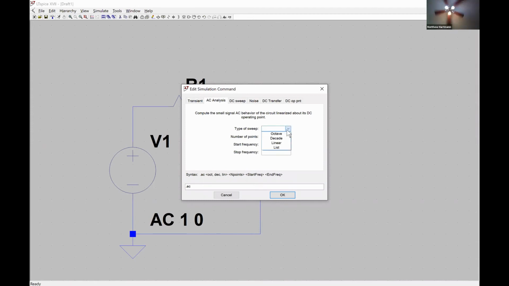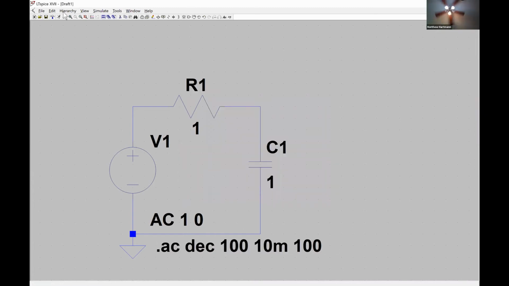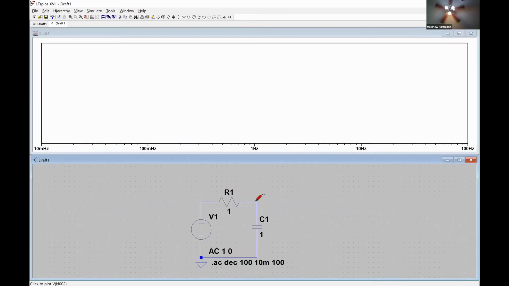So the type of sweep, let's go decade, number of points per decade, let's call it 100. The start frequency, I want it to be, well, let's say 10 millihertz, and the stop frequency should be 100 hertz. I think that'll work. And let's run the simulation. All right, so no errors. So that's good.